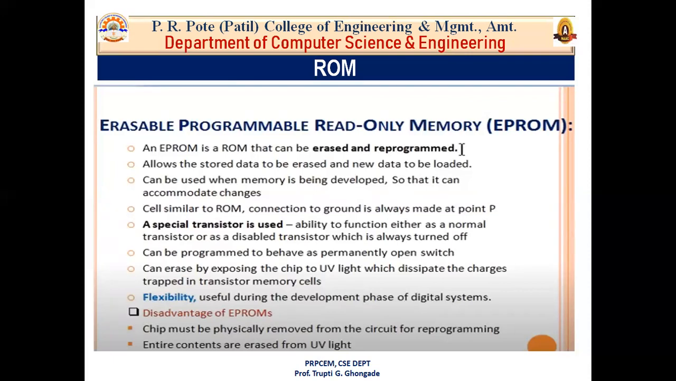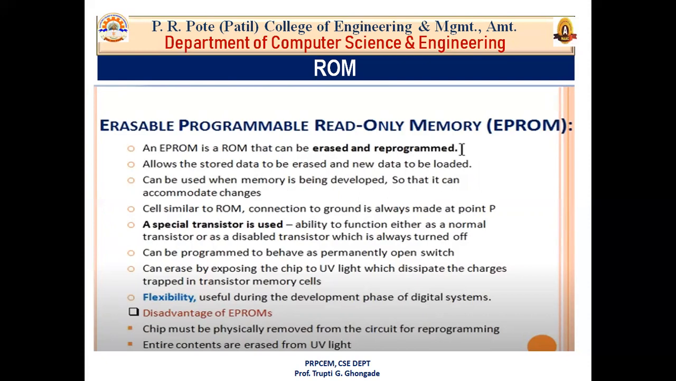But in erasable programmable ROM, once you write a value 1 to the cell, it can be erased and reprogrammed. That means it can be made 0, and after making it 0, it can again be erased and made 1. So it can be reprogrammed a number of times. It allows the stored data to be erased and new data to be loaded. This can be used when memory is being developed so that it can accommodate changes. So you can change the data on a cell several times.